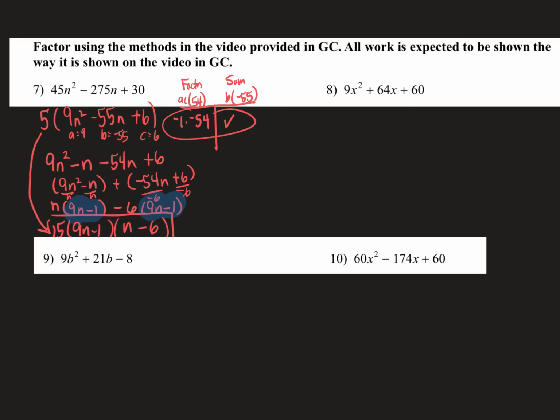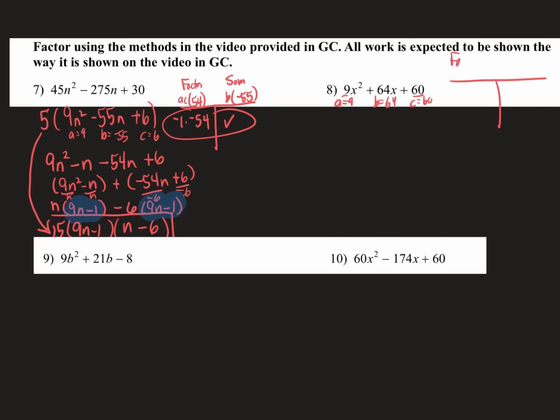Now looking at number 8, I don't think there's a common factor. 3 goes into 9 and into 60, but it doesn't go into 64. 9 only goes into itself. 1 and 9, 3 and 3. So no, there's not a common factor. So I can name A, B, and C. A is 9, B is 64, C is 60.